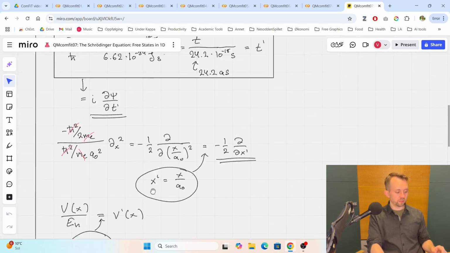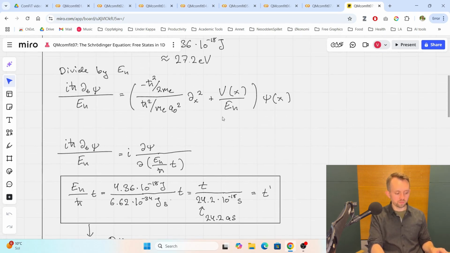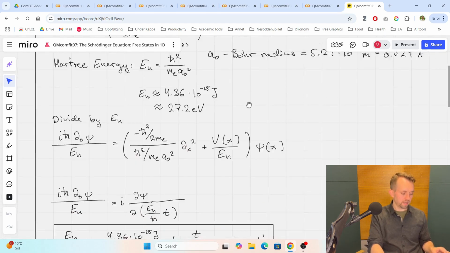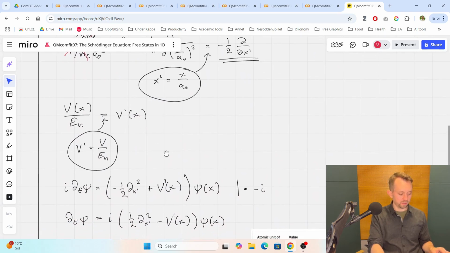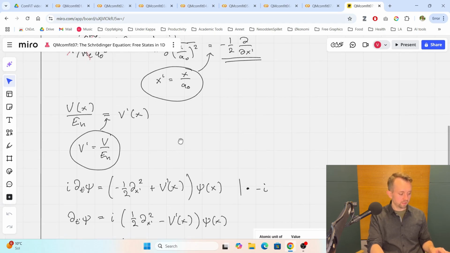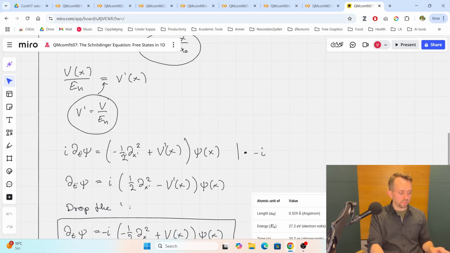The same thing with the last term here, V over EH. That's the simplest one because I know that V is supposed to be an energy. I can express that in terms of the Hartree energy. And that gives me V prime, which is just the dimensionless potential as well. And doing all of that gives me this equation here, which is the Schrödinger equation in its dimensionless form.